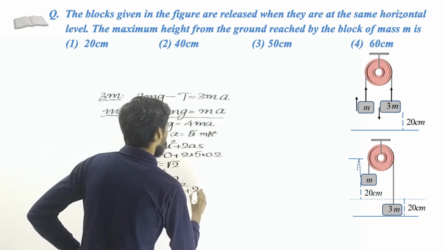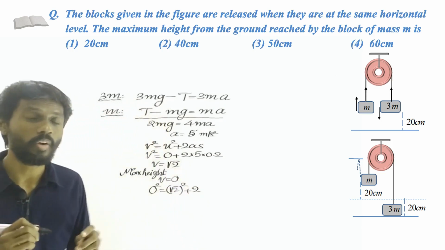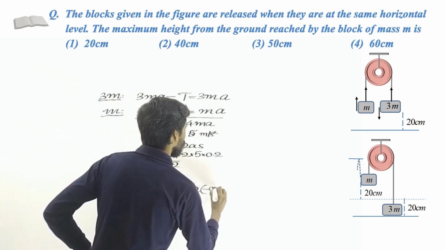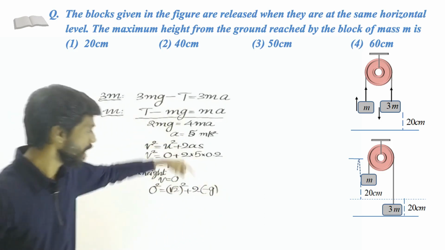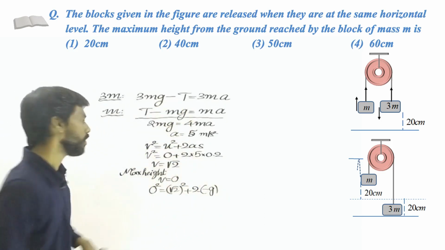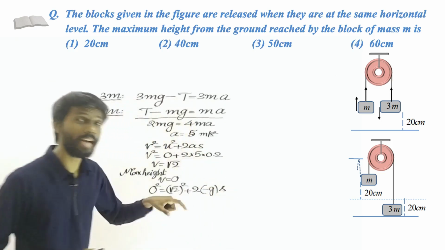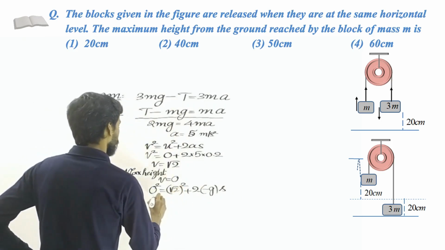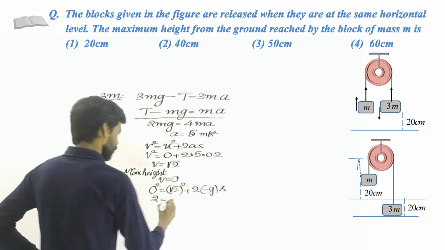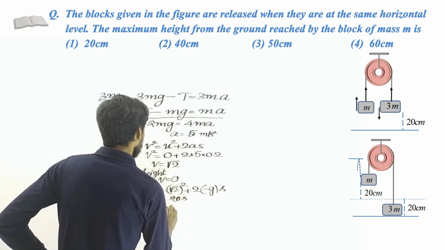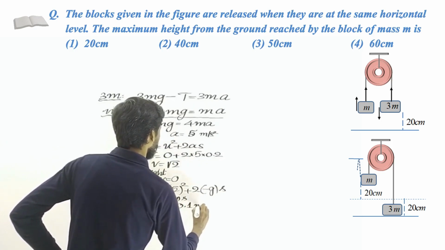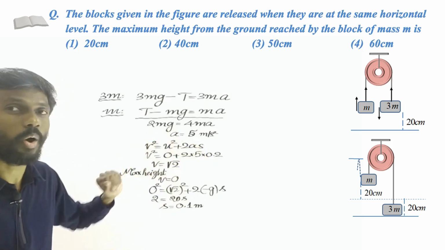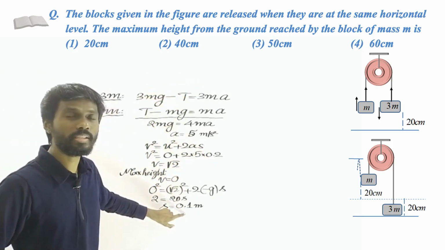Plus 2 times the acceleration. What is the acceleration this time? The acceleration is only due to the gravitational force. So the acceleration is simply minus g, in the opposite direction. The object is moving in the upward direction, gravitational force is in the downward direction, so minus 2g times the distance. That distance is what we need to find. So root 2 square is 2, so 2 equals 2 times g times s, that is 20s. So s equals 0.1 meter. That is the distance covered by this block above that 40 centimeter level.